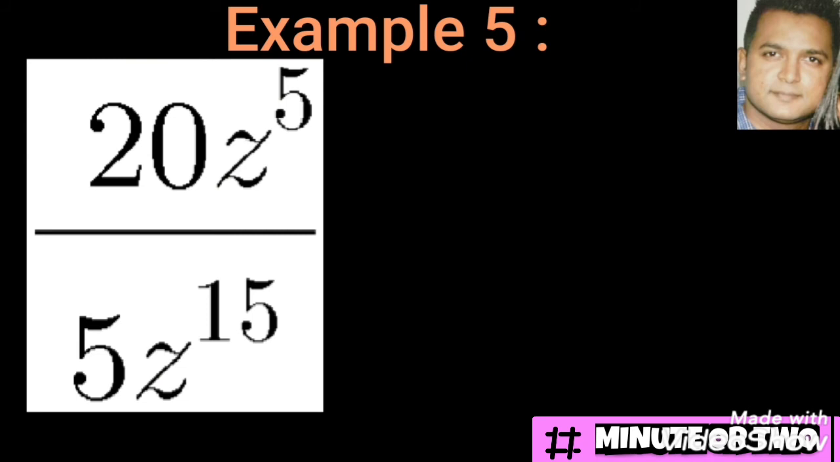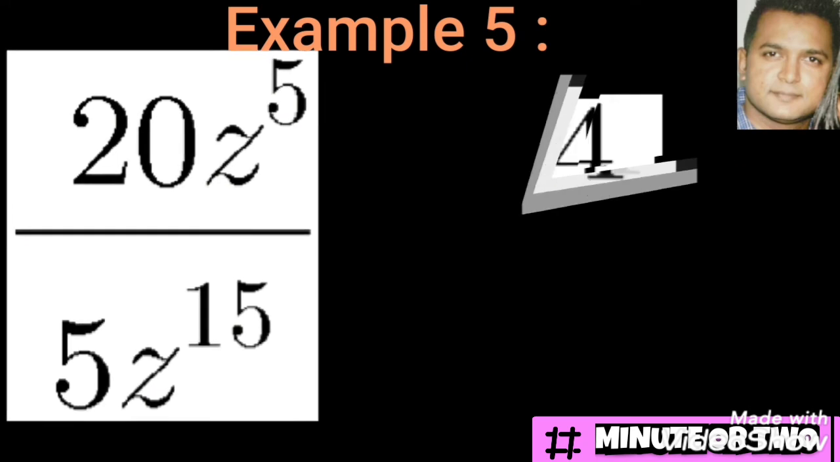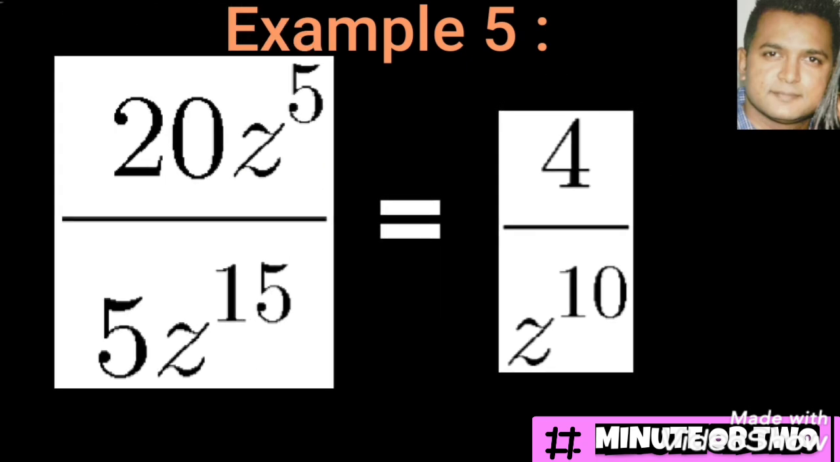Using the same technique where we look at the larger exponent, in this particular example 20 divided by 5 is treated as normal, which would be 4. But in terms of the 15 and the 5 for the exponents, the larger exponent is at the bottom. So when we subtract 15 minus 5, z to the power 10 will appear in the bottom.